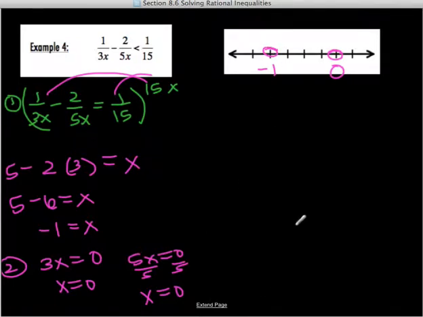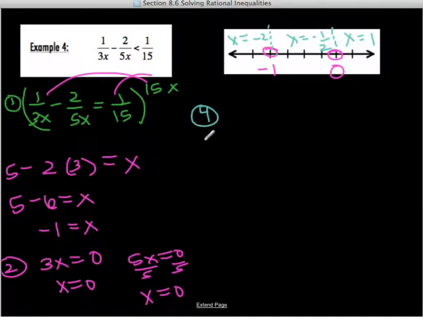Okay. Now I divide up my intervals. And I'm going to pick values that are less than, in between, and greater than. So I will have that x is equal to, well, a number less than negative 1 would be negative 2. A number in between negative 1 and 0 would be negative 1/2. And a number greater than 0 would be 1. Okay, so this is my step 4.